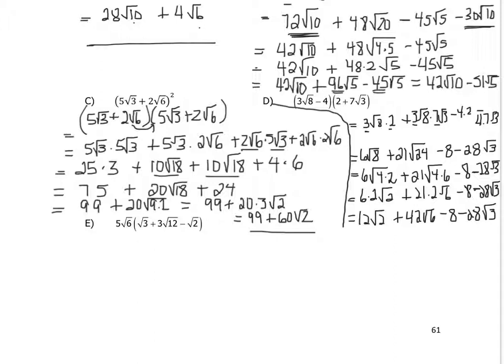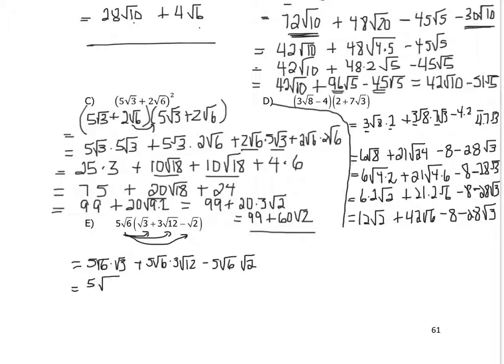Okay, so the last one here, I think again it's getting kind of cramped up here. You want to distribute the 5√6 to each of these 3 radicals inside the brackets. So that would become 5√6 times √3 plus 5√6 times 3√12 minus 5√6 times √2. Now again, I'm writing out every single step. If you can do that in your head, I can just come right to this step first.